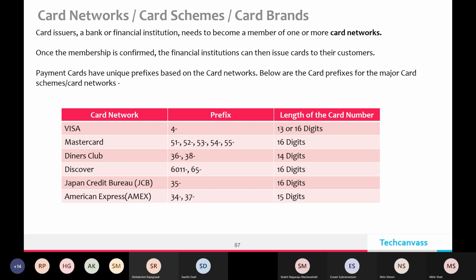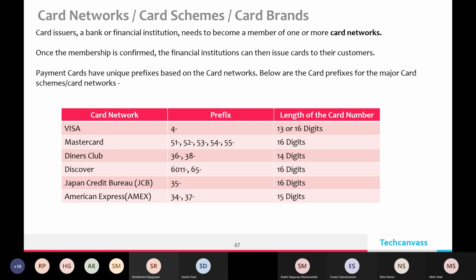All these card networks have unique prefixes based on the card networks. Below are some examples, because the card network landscape is much bigger now, and many more card networks have come into the picture. Visa starts with 4, and the length of the card number is 13 or 16 digits. MasterCard is from 51 to 55, and it's a 16-digit card number. Diners Club starts with 36 or 38.